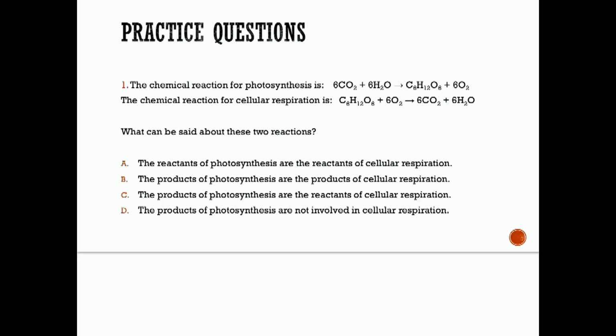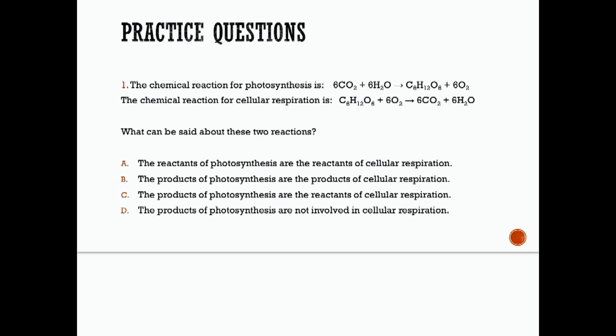Practice question time. All right, number 1. The chemical reaction for photosynthesis is here. So it needs carbon dioxide and water, and it produces glucose, sugar, and oxygen. The chemical reaction for cellular respiration takes that glucose and oxygen and produces the carbon dioxide and water. So, what can be said about these two reactions? We talked about this. If you look at the chemical equation for photosynthesis and its products, it takes the products from photosynthesis and uses those as the reactants in cellular respiration.